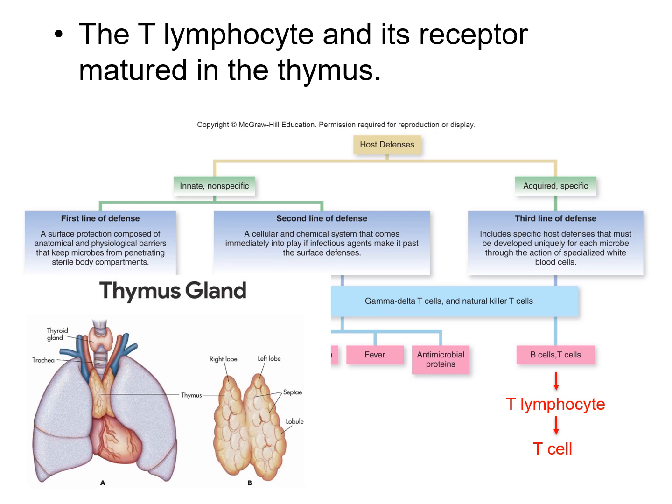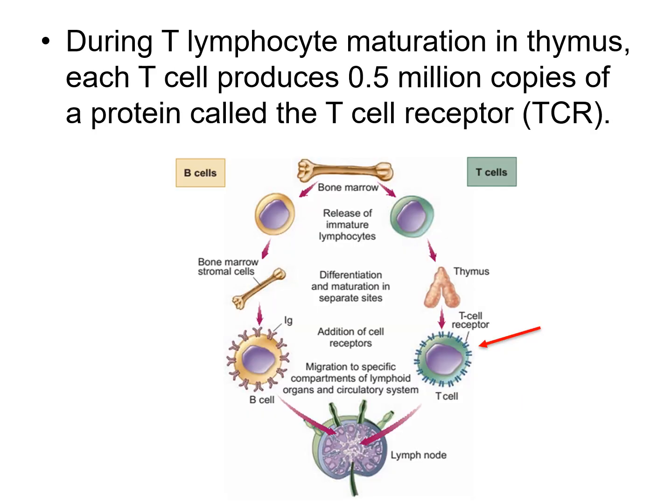The T lymphocyte and its receptor will be created in the thymus. So remember, it will be originally made in the bone marrow. Then it will be released from the bone marrow, travel in the bloodstream until it reaches the thymus, and in the thymus, it will develop its receptors that we're going to talk about. So the T cell was made in the bone marrow and is released into the bloodstream where it travels to the thymus where it will mature.